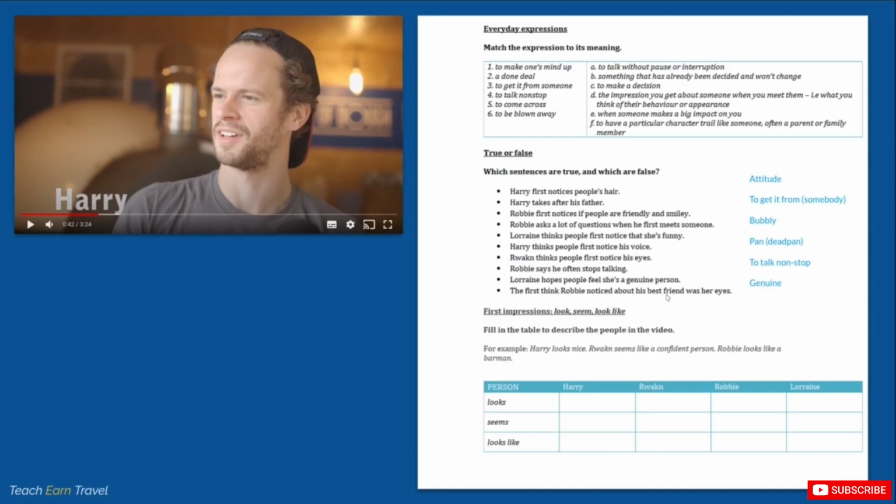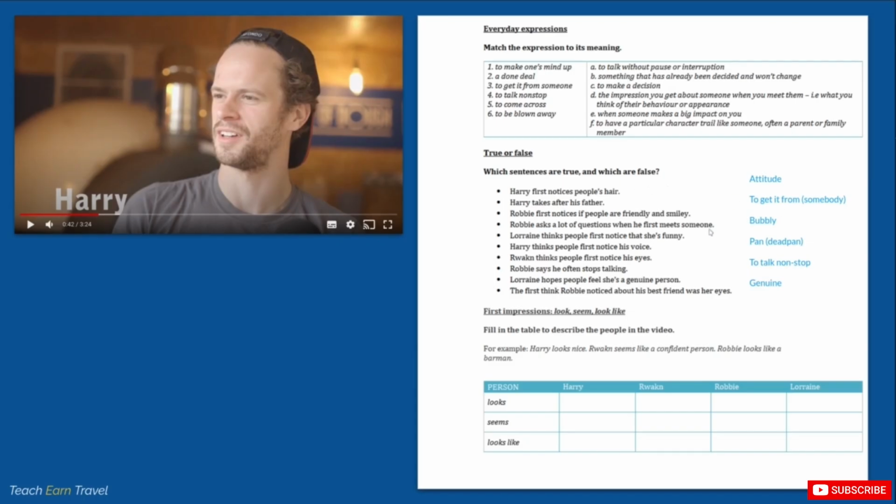Robbie noticed about his best friend was her eyes. Now, I'm pretty certain that my students are going to know at this level what the word eyes means. And in his answer, he doesn't give anything more complicated. He talks about her eyes. So there we have it.